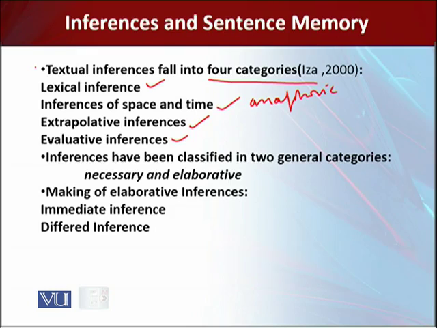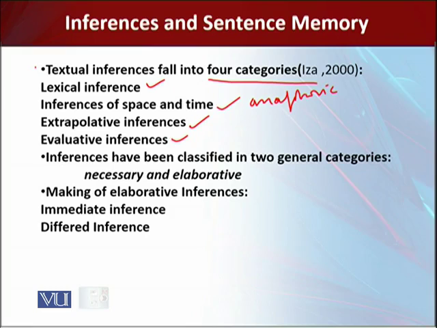So the second one includes the inference of space and time. Now this is used especially for the understanding of a narrative text. Readers have to be able to anchor or hold the different events and episodes together, described in some spatio-temporal framework in the form of time and space concepts.